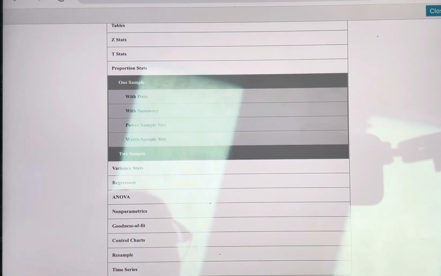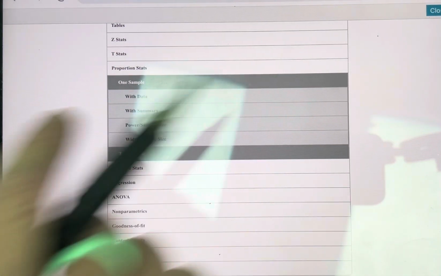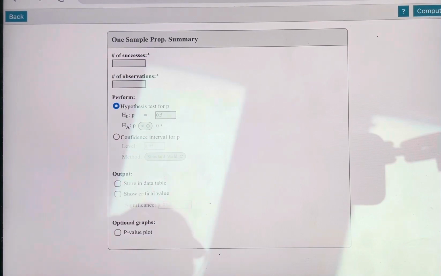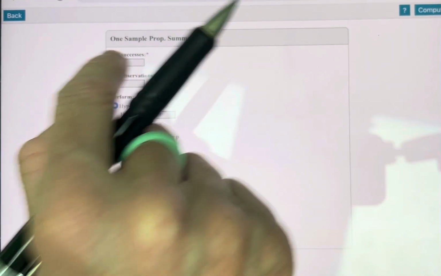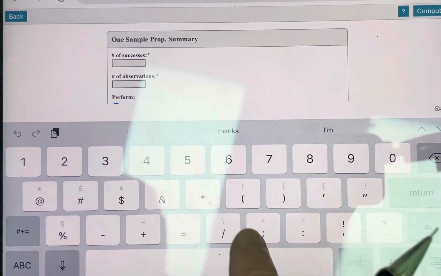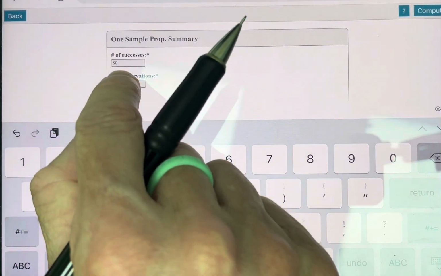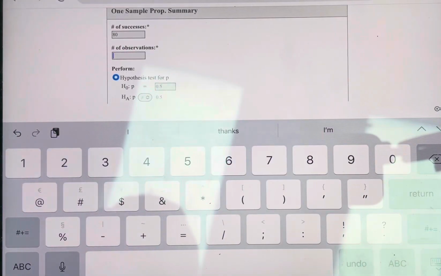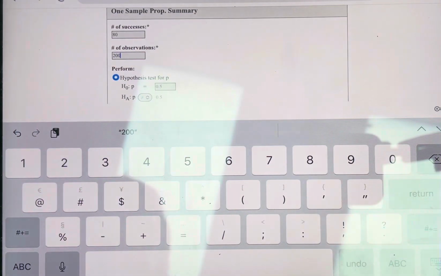And our data has already been put together. We already know that 80 out of 200, so the data is not raw. The data has been summarized. Okay, we get this table right here, and we put in the number of successes. Well, we had 80 successes. 80 people said, for example, yes. Out of observations, well, the total number in our sample was 200. We'll put 200 in there.